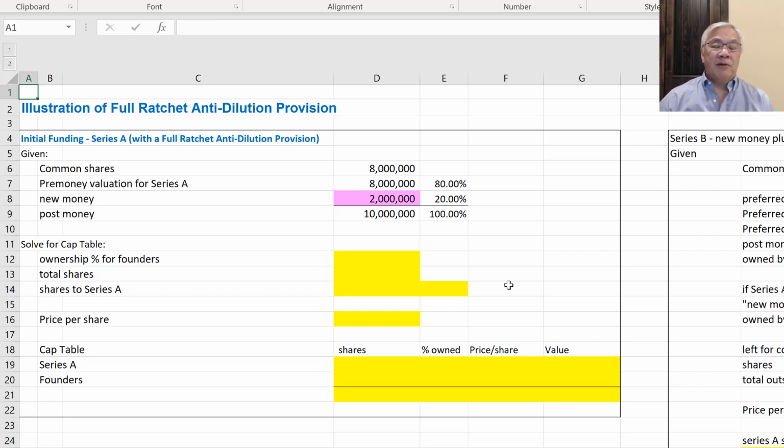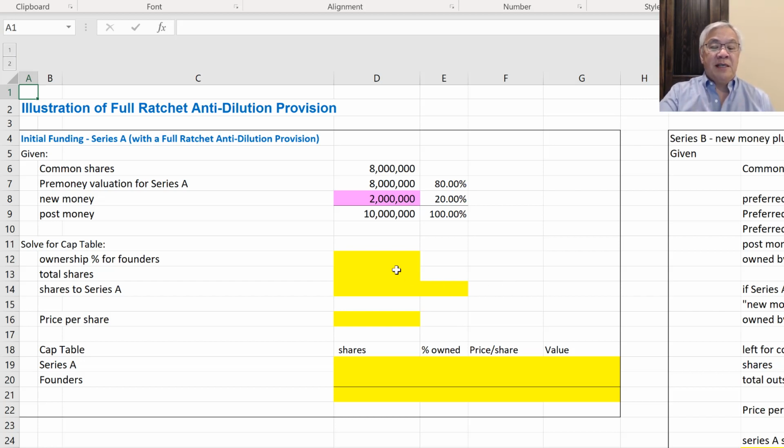So here on the upper left, you see certain given information: there are 8 million shares of common outstanding, and the pre-money valuation was $8 million. The new money was 2 million from the Series A, let's call it, and therefore the post money is 10. So the math is pretty easy. A pre of 8, a raise of 2, a post of 10. So the common shareholders would own 80% after the financing.